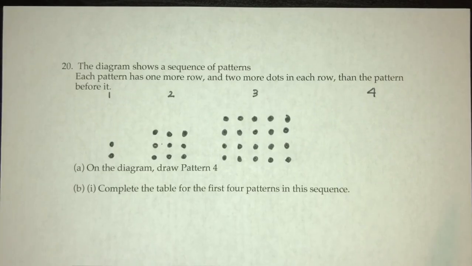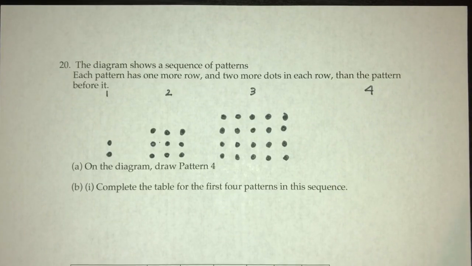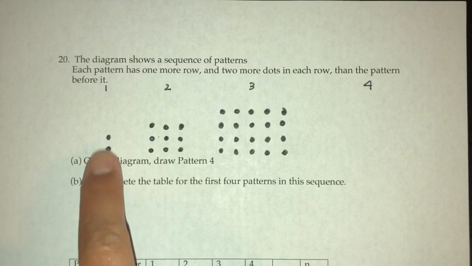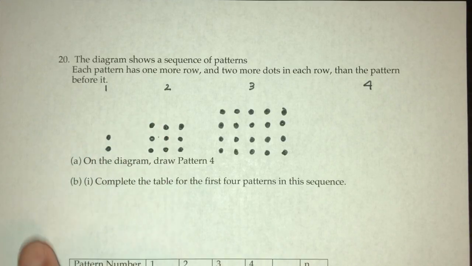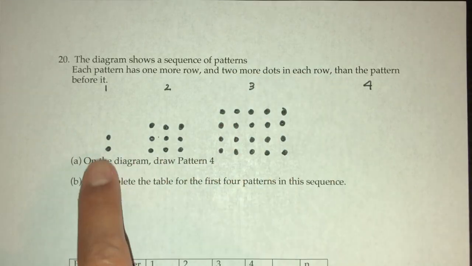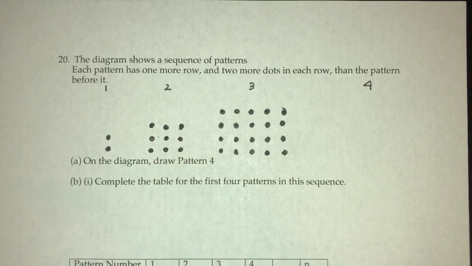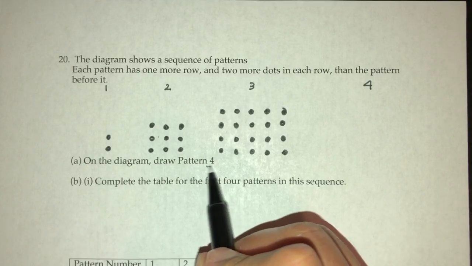Now question 20. The diagram shows a sequence of patterns. Each pattern has 1 more row and 2 more dots in each row. As you can see, 1 more row is, we have 2 rows here. Here we have 3 rows. Okay, and 2 more dots in each row. So here we had 1 dot, so we have 2 more dots in each row. Okay, so now we have to use the same logic and draw the pattern form.